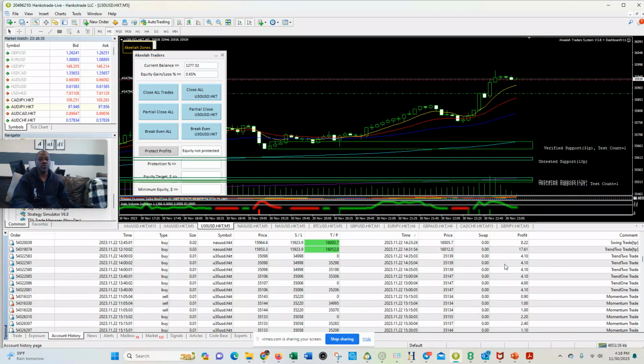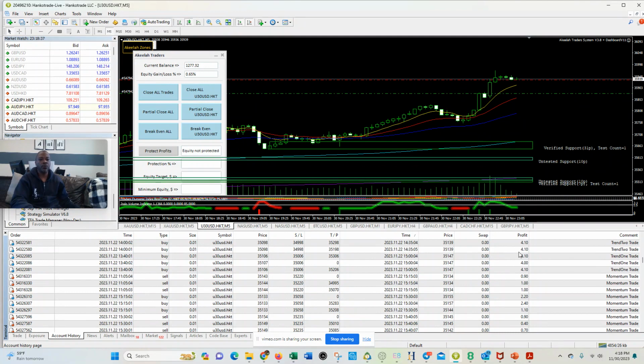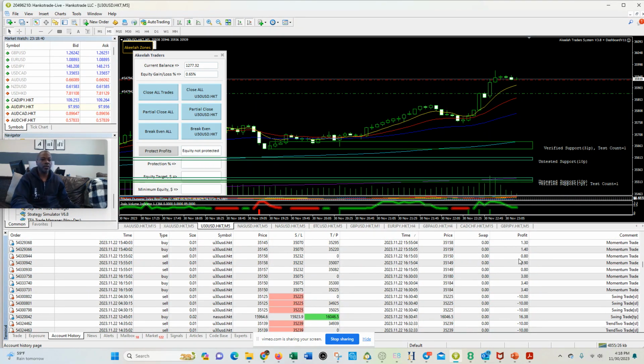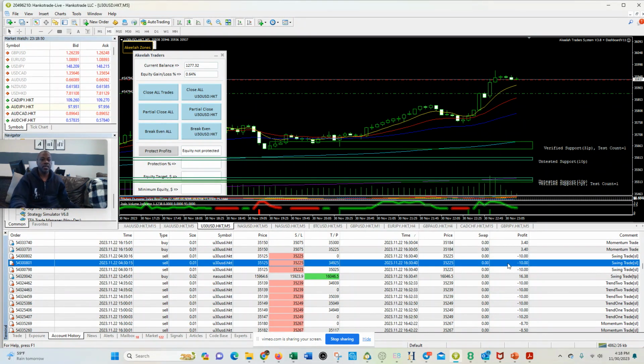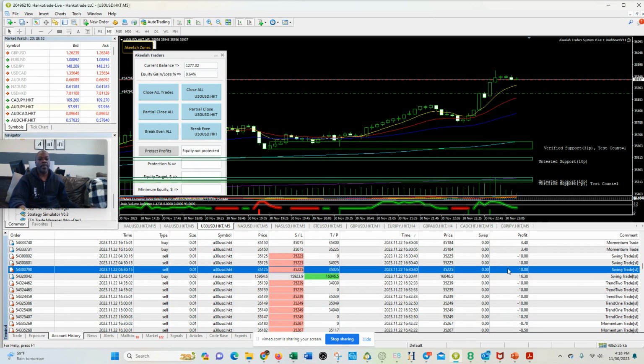And so $2 wins, $17 wins, $4, $2, $1. It's amazing how much you can accumulate when you're counting by these small numbers. We hit some big losses here, relatively big losses, $10. And so we set our account settings on this to trade with the proper limits.